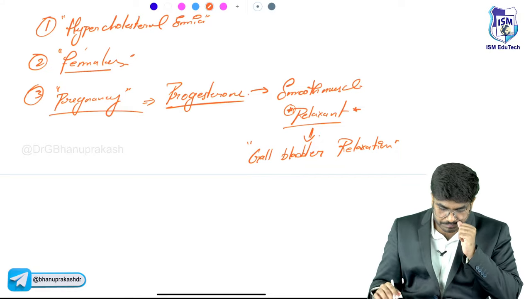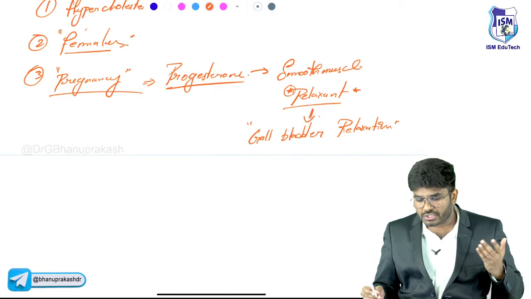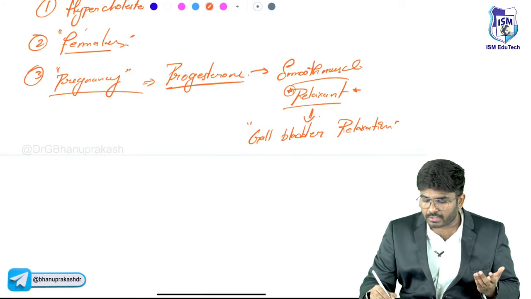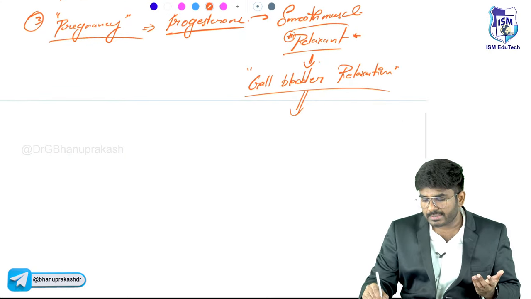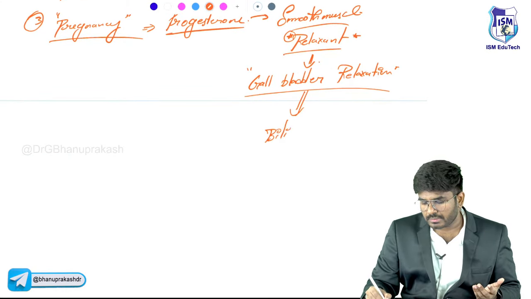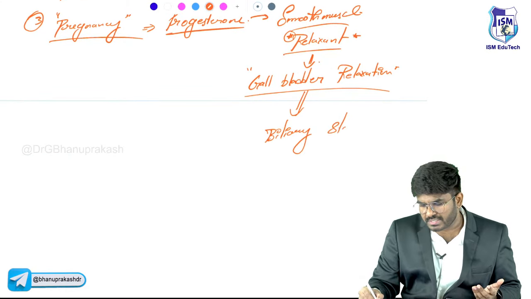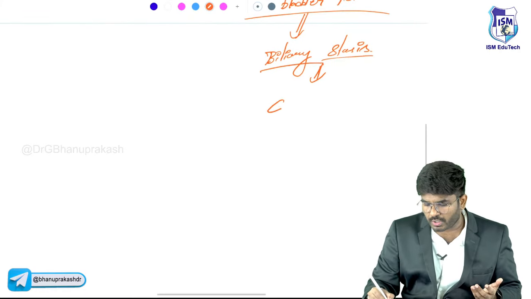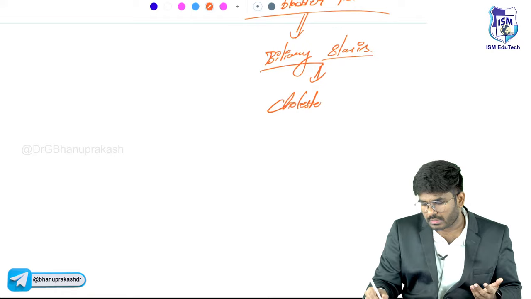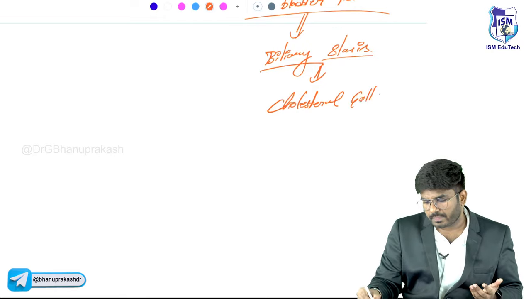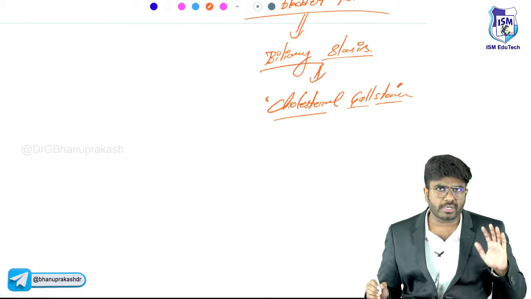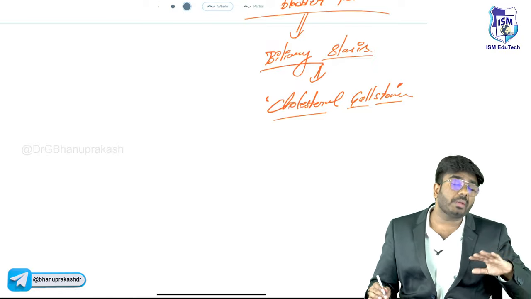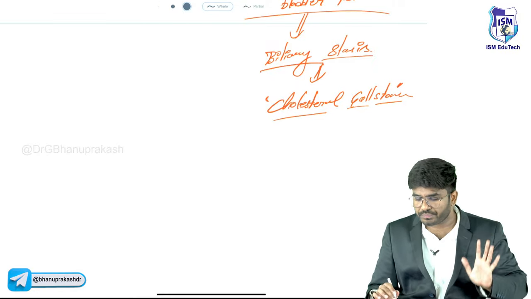So in pregnancy, progesterone is there. It's a smooth muscle relaxant. It causes gallbladder relaxation, and that causes biliary stasis. That biliary stasis can cause cholesterol gallstones. In most cases, the gallstones will be cholesterol gallstones only. What are the other gallstones? There are pigmented gallstones that I will discuss in a few minutes.